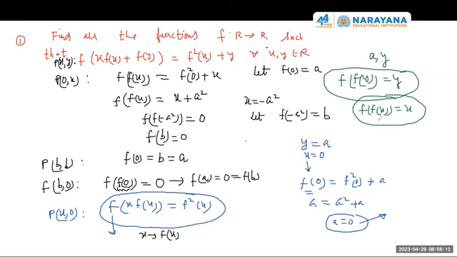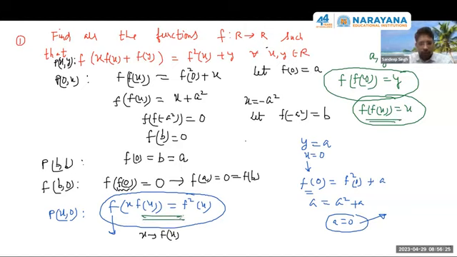Okay, sir. So from here, what should we do next? f of x whole square, this you have obtained as f of f(x) equal to x. And one more relation is down here: f(x) into f(x) is f square x. What else can we do? Sir, f of x into f(x) equals x into f of x.